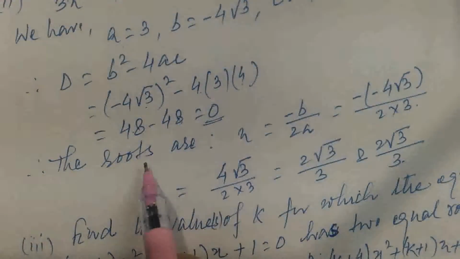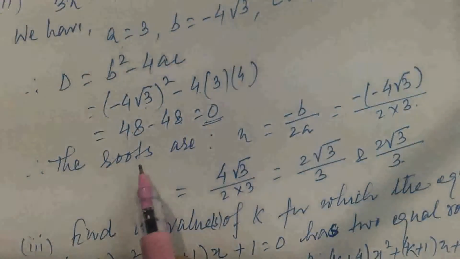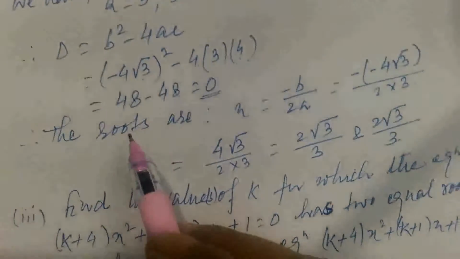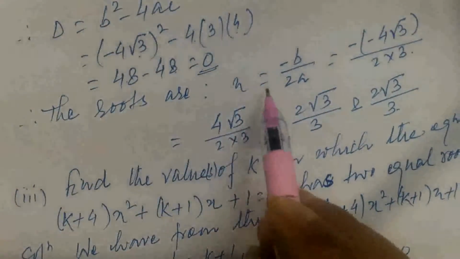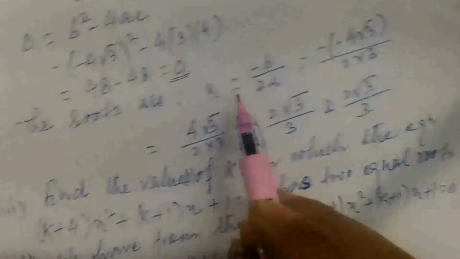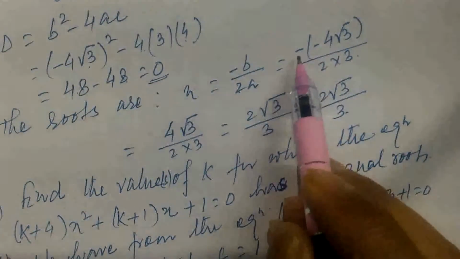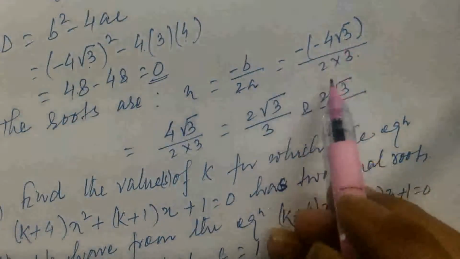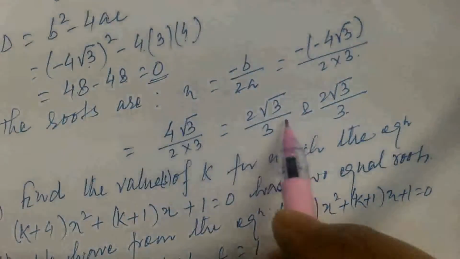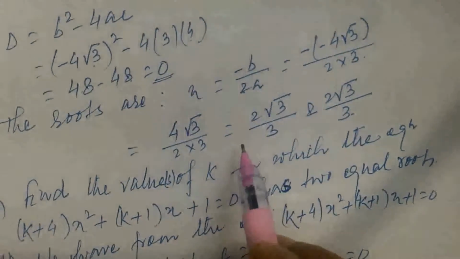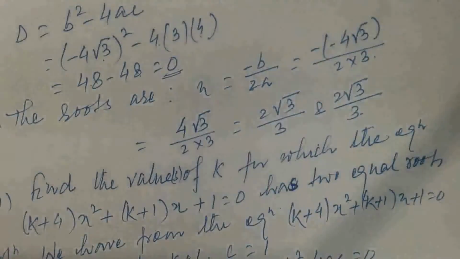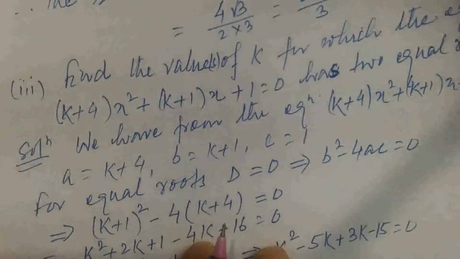If D is equal to 0, you have two equal roots. So you can have the roots as x is equal to minus b by 2a. Put the value of b here: minus of minus 4√3 by 2a. So after simplifying, it is giving you 2√3 by 3. Now another question is what?